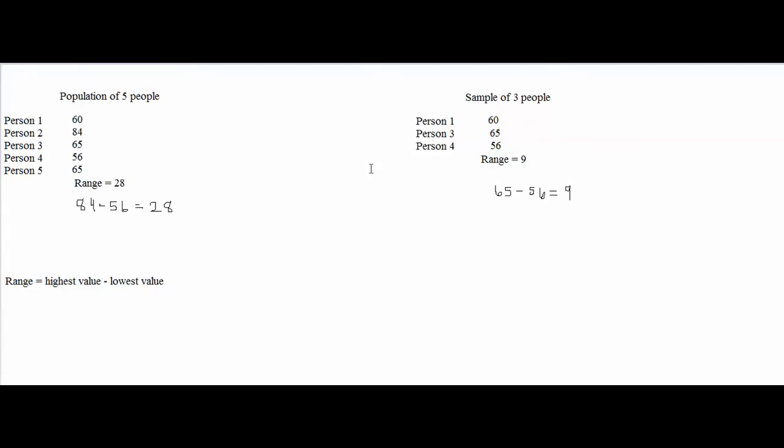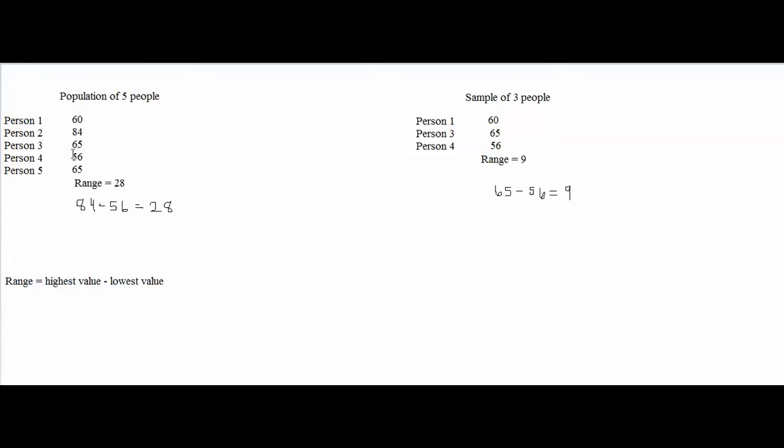So it's looking like the sample is less spread out than the population, meaning it looks like the numbers in the sample are closer together and have less dispersion, and it looks like the numbers in the entire population are more spread out and have more dispersion.